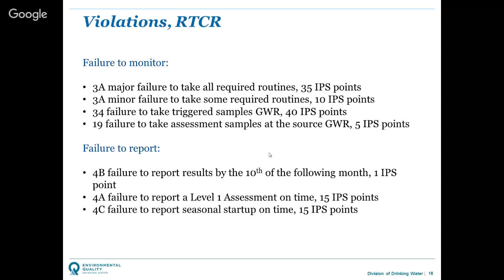Now the failure to report. The 4B is the failure to report the violations by the 10th of the month following the following month. So you took all your samples, you just didn't get the results to the Division of Drinking Water. A lot of times water systems trust the labs to do that, and most of our labs do submit data to us directly now. We receive something in the neighborhood of 80% of our samples electronically. We're getting better at that.